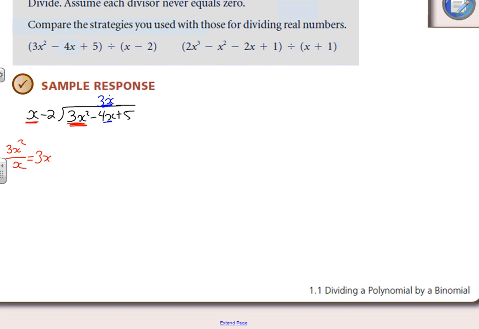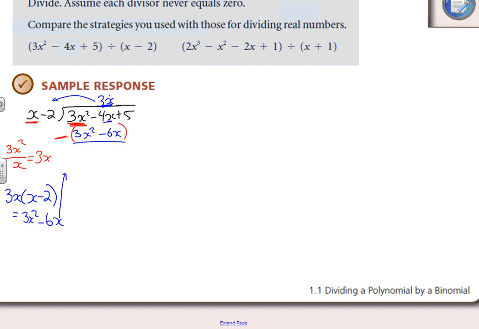Now we're going to take it and do exactly like we did. Multiply the 3x multiplied by the x minus 2. And expand that. That leaves us with 3x squared minus 6x. This is a number that we're going to write right underneath, just like we did with the numbers. And we're subtracting. That was the next step that you did. We're subtracting this whole thing.